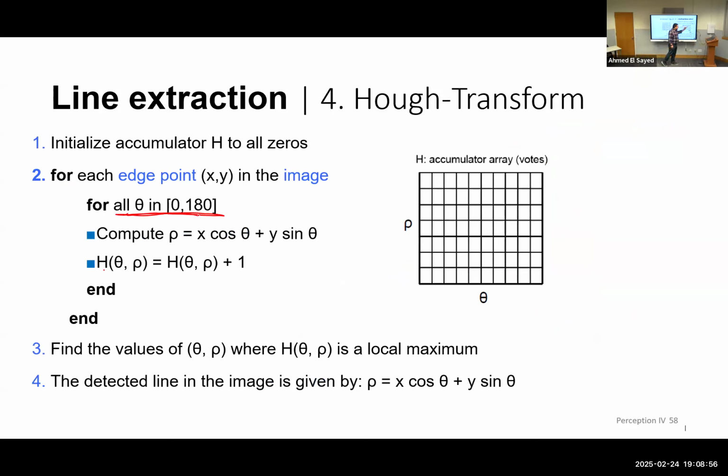And within this range, I will calculate the rho value for every single point I receive. So I will iterate over all edge points, and for each point, I'll calculate the value of rho. Then I will store the value of theta and this rho in a table. Every time I have a similar value, I will increase the count by 1. The cell with the highest count means all of those points are connected by one line.